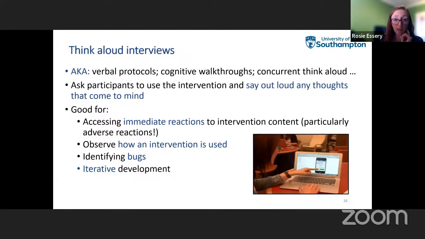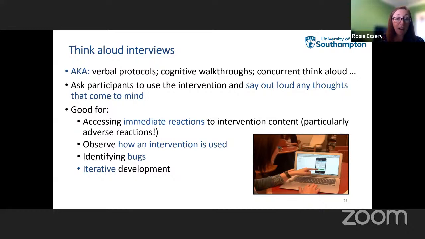So thinking specifically about Think Aloud interviews, in this style of interview, we ask users to engage with the intervention material, and whilst doing so, we ask them to say out loud any thoughts that come to mind. This obviously lends itself especially well to digital intervention materials. And we find that Think Alouds are especially good for getting people's immediate unfiltered reactions to intervention content, especially adverse reactions, which obviously it's really important for us to know about early on.